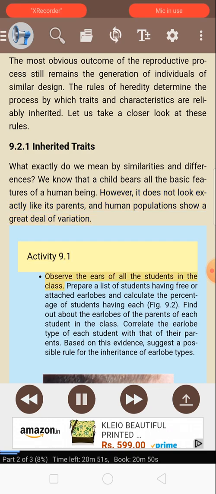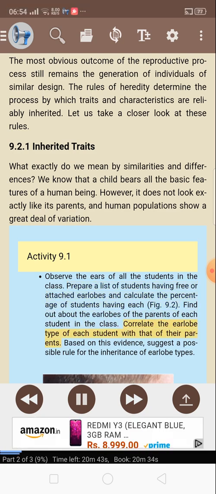Activity 9.1. Observe the ears of all the students in the class. Prepare a list of students having free or attached earlobes and calculate the percentage of students having each. Figure 9.2. Find out about the earlobes of the parents of each student in the class. Correlate the earlobe type of each student with that of the parents. Based on this evidence, suggest a possible rule for the inheritance of earlobe types.